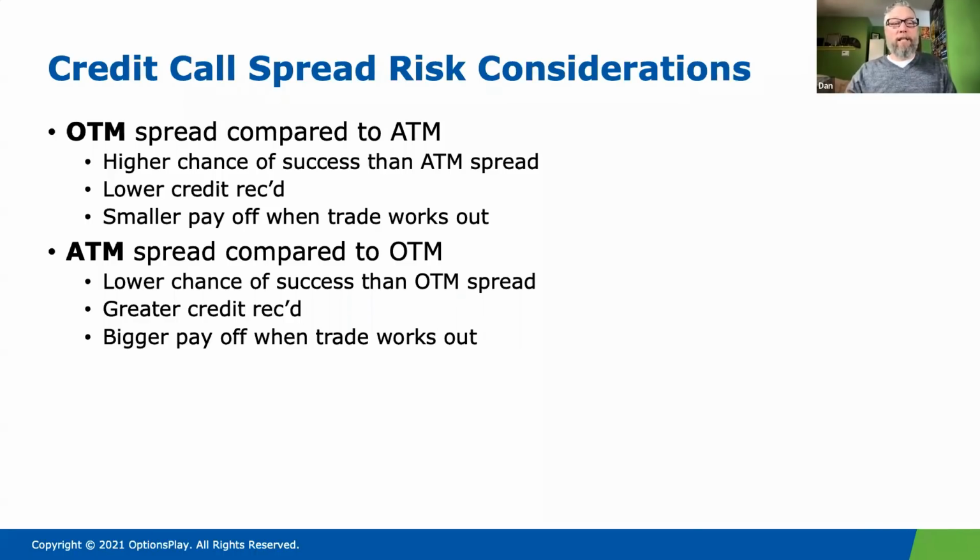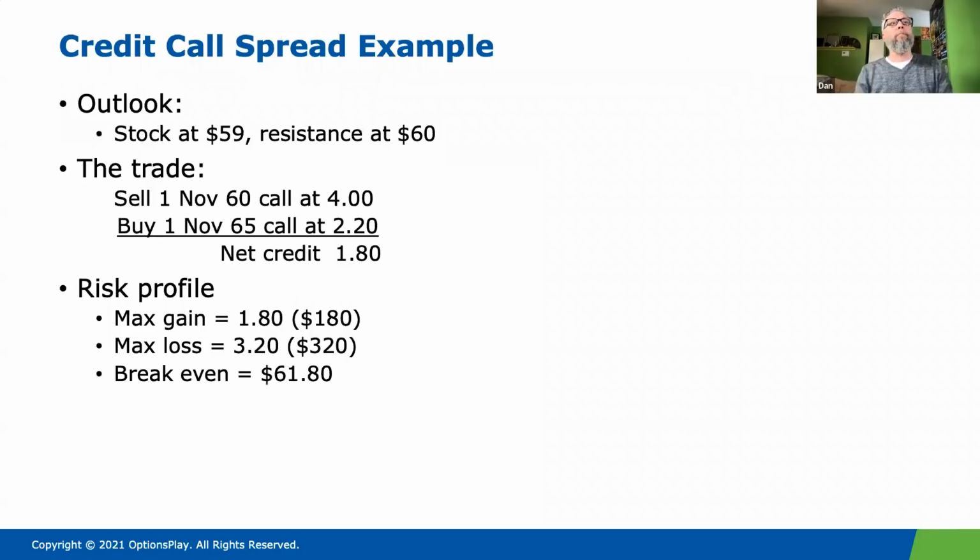Okay, so let's take a look at exactly what we're talking about here. Let's say we have a stock that's trading at $59 a share, and there's resistance at $60 a share. Maybe this stock has kind of flirted with resistance. It maybe touched 60 and bounced a little bit back down. It looks like it's not going to go above 60.